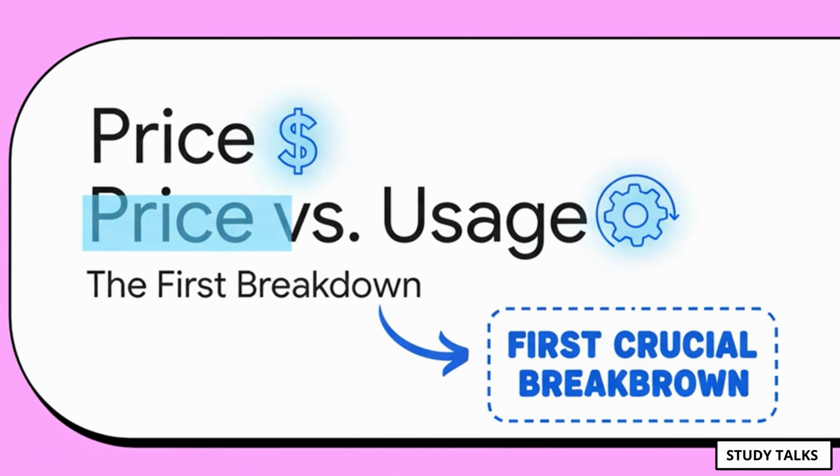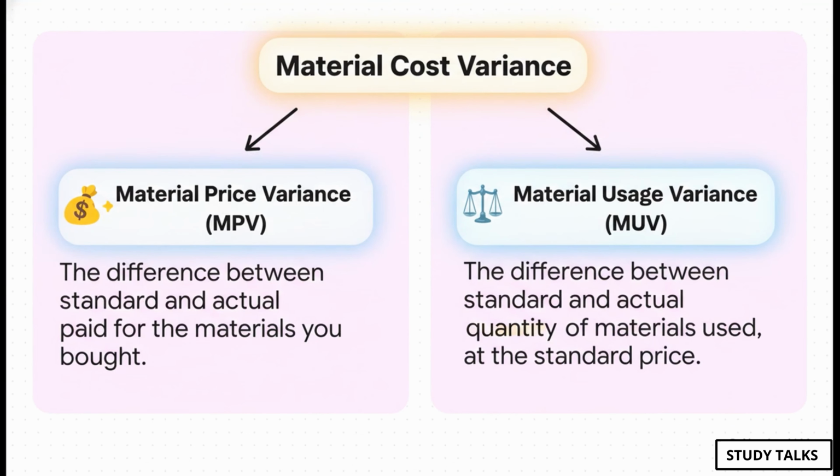Okay, so let's say our total material cost was way off from the plan. Logically, there can only be two culprits, right? Either, one, we paid a different price than we planned, or two, we used a different amount of material than we planned. And that, my friends, brings us to our very first and most crucial breakdown. And here they are, the material price variance, or MPV, and the material usage variance, MUV.